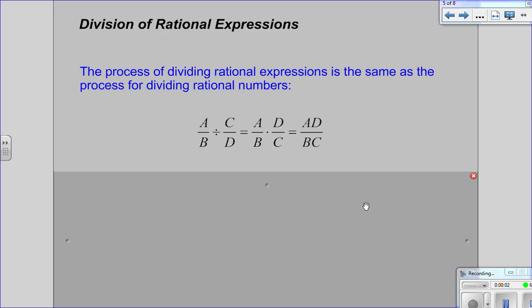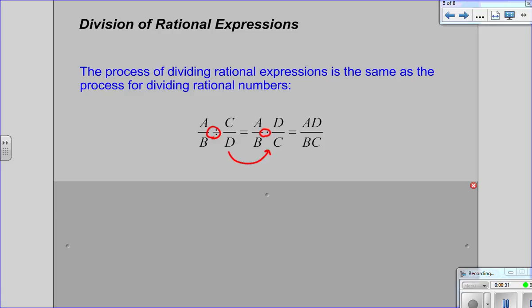The process of dividing rational expressions is the same as the process for dividing rational numbers, or fractions. So let's remember our rules for dividing fractions. When you divide fractions, you want to change the division problem to a multiplication problem by writing the inverse, the reciprocal, of the second fraction, of the divisor. And then you multiply across, just like you would with any other multiplication problem.